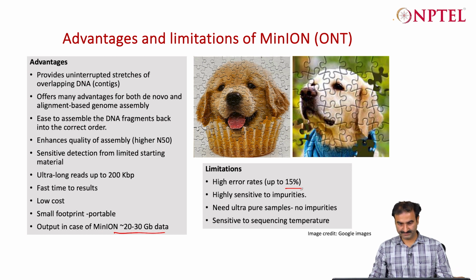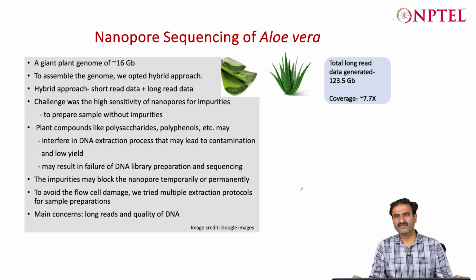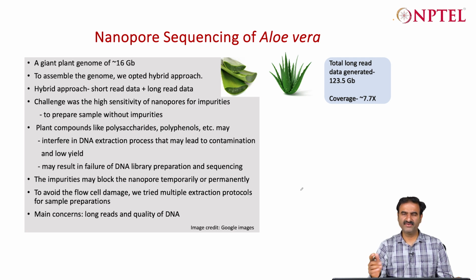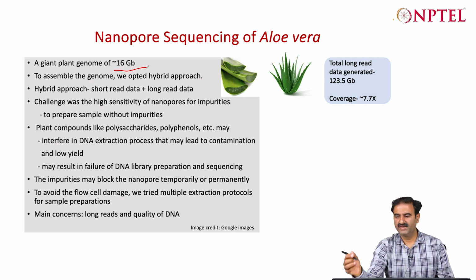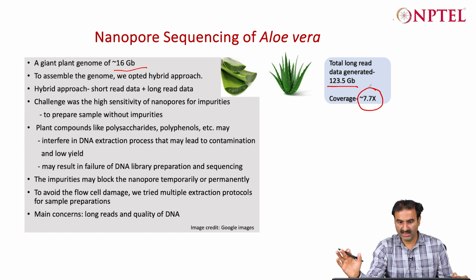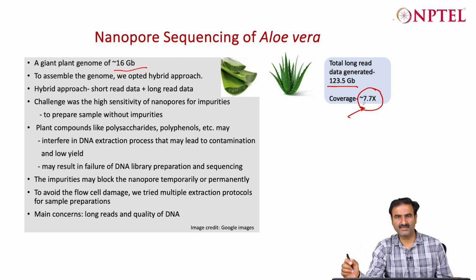Just to give an example, in the case of aloe vera, which was 16 GB, the total long read data generated was 123 GB, which is about 7.7x. But it helped to construct a good quality assembly, not the chromosomal level, because it's a huge genome and a very expensive project. But this much, or up to 10x, is sufficient to cover the genome well. And for a smaller genome, 25x should be there.